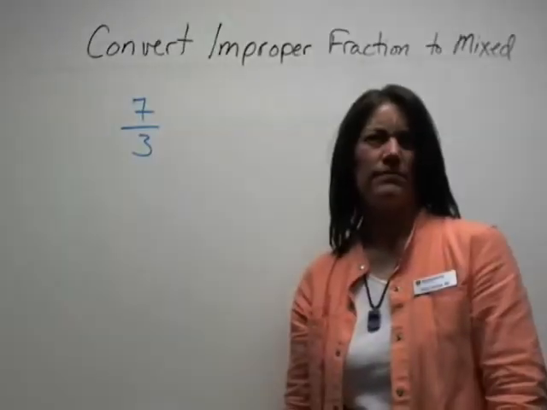So now we want to convert from an improper fraction to a mixed number. There we go. Converting an improper fraction to a mixed number. If I have a fraction like 7/3, how do I convert that over? Well, you need to remember that a fraction is just a division problem. It's 7 divided by 3.